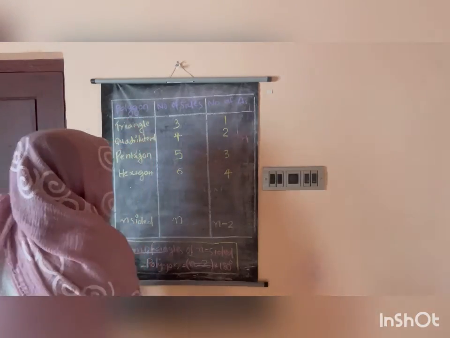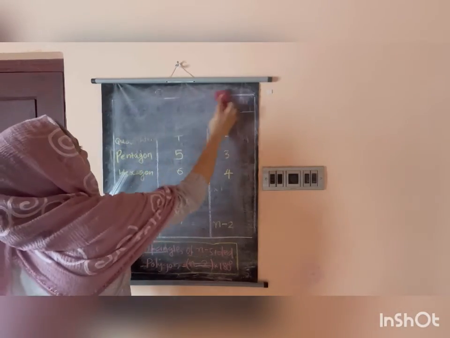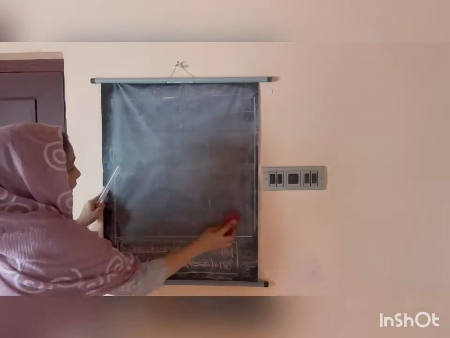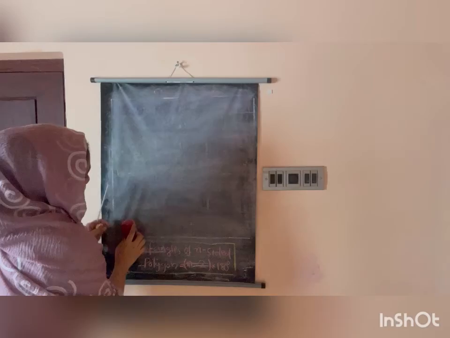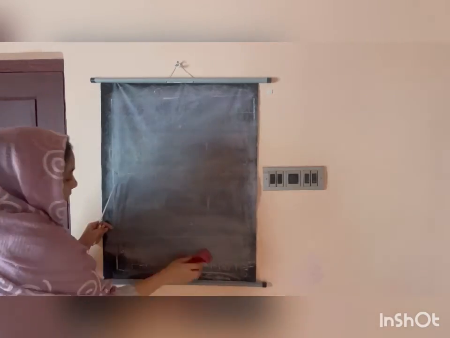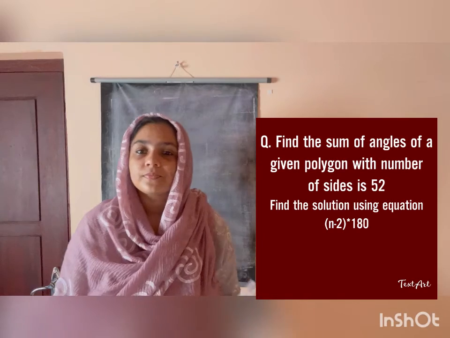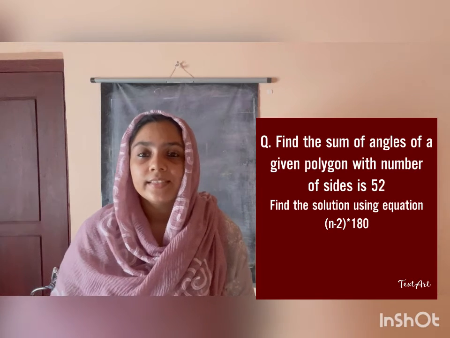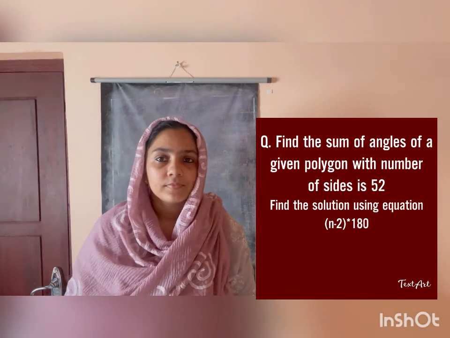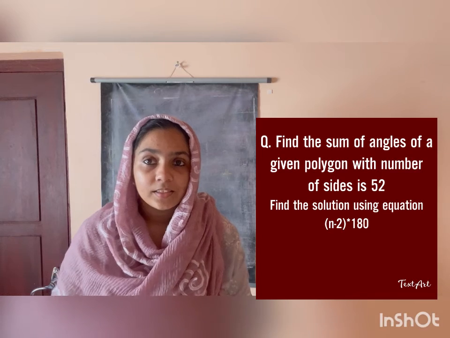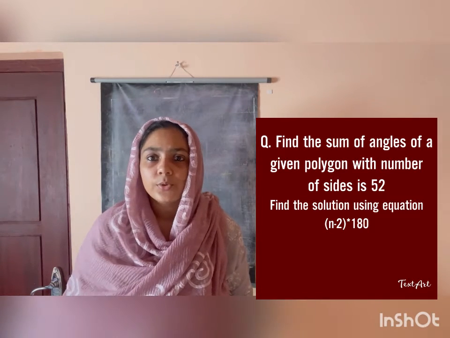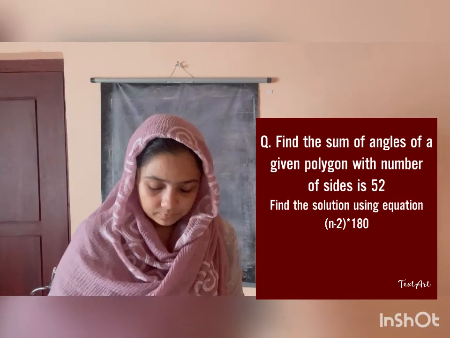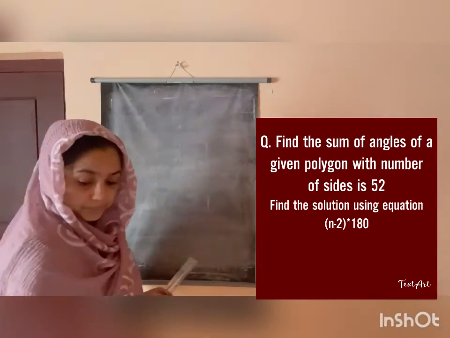Then we are going to solve a problem using our equation. Okay, are you ready? Yes, very good. Our question is given here. Find the sum of angles of a polygon whose number of sides is 52. How can we solve it? It's a big number. We can't split it into triangles. So we can use our equation.